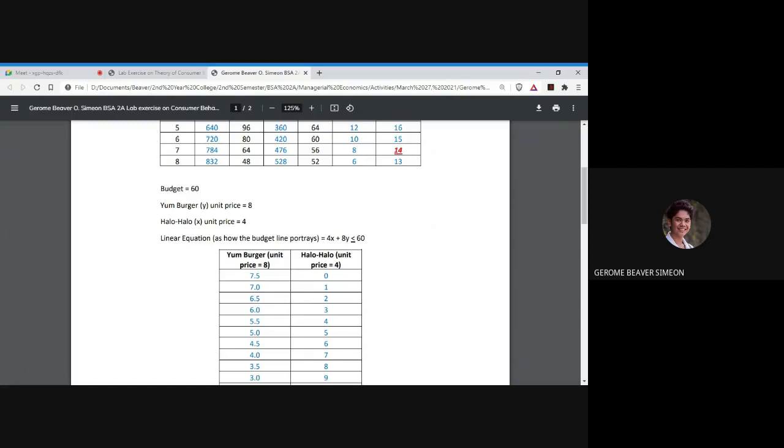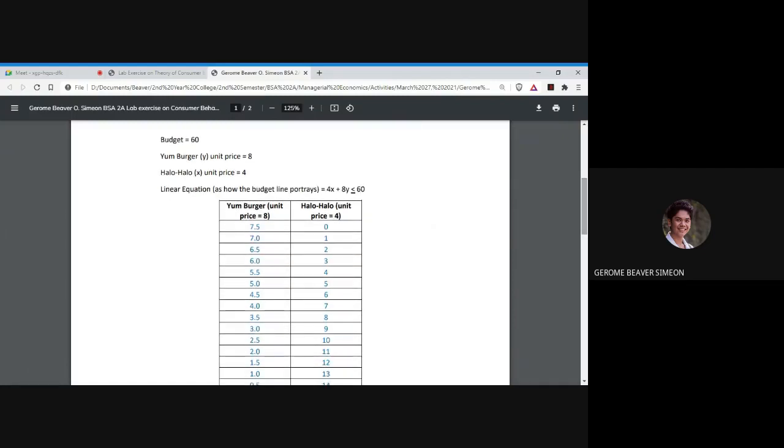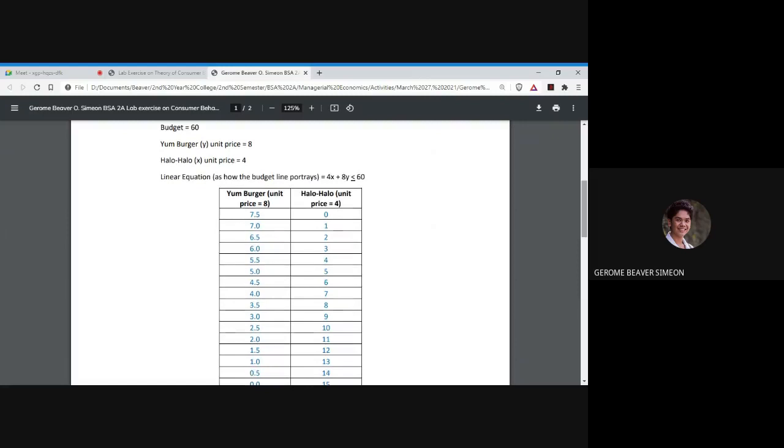So we have here a table that shows us the mix of Yum Burger and Halo Halo for our budget of 60. All of these, when computed horizontally, when you multiply them with respect to the unit price of each of them, are all 60. So, maximize to. Lahat sila 60 ang kakalabasan.